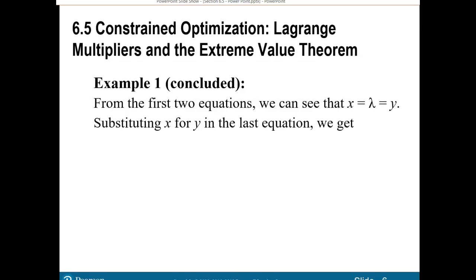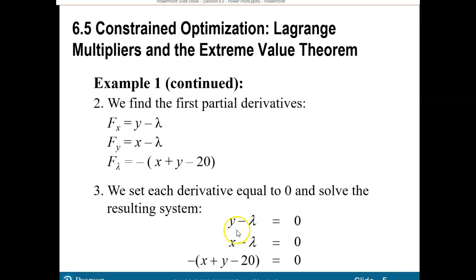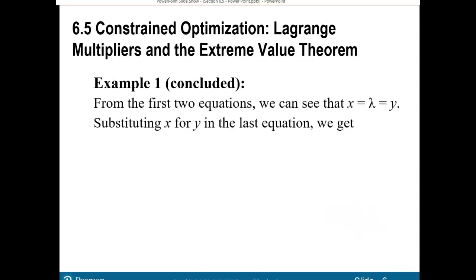Substituting x for y in the last equation, since this tells me that x, y, and lambda are all equal. Jump back here real quick. That comes from here. You can say y equals lambda, x equals lambda. So that means that if they both equal lambda, they would have to equal each other, right? That's where they're getting the x equals y equals lambda from.